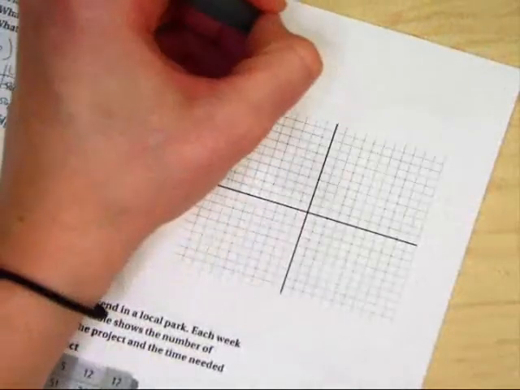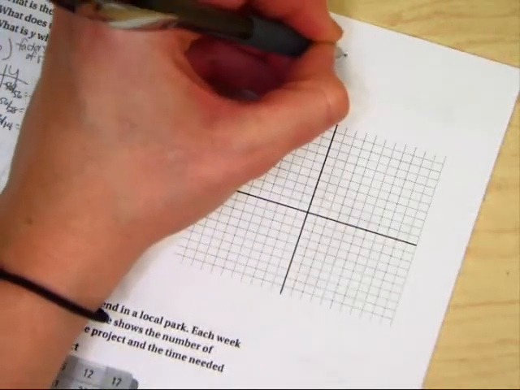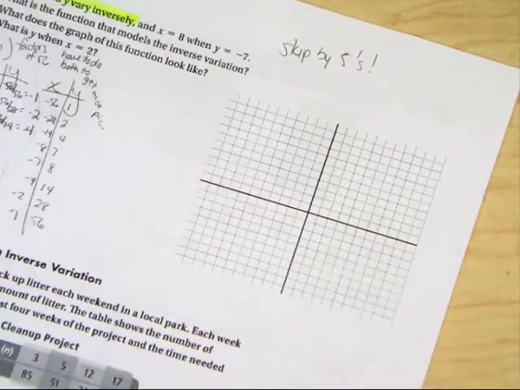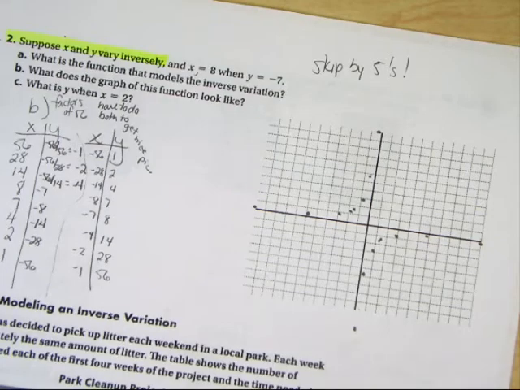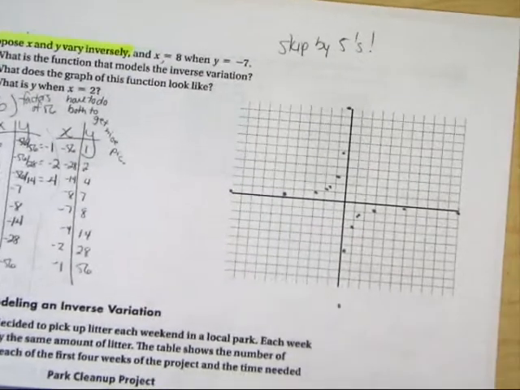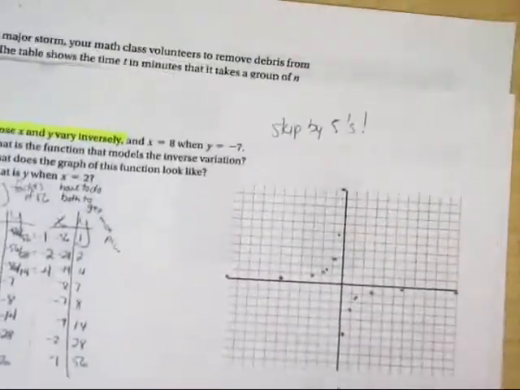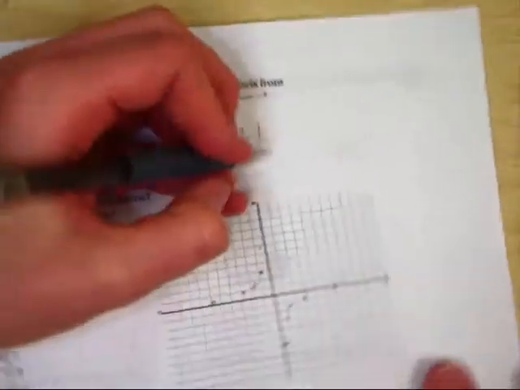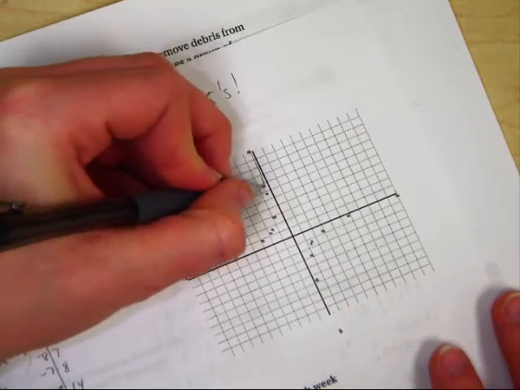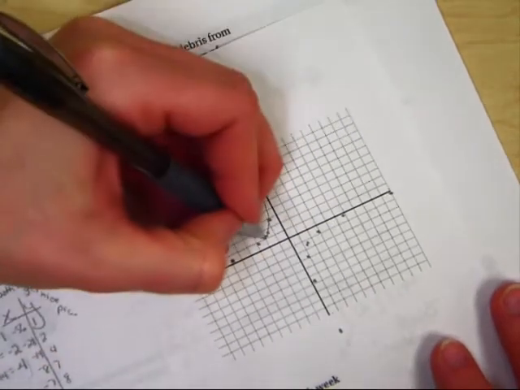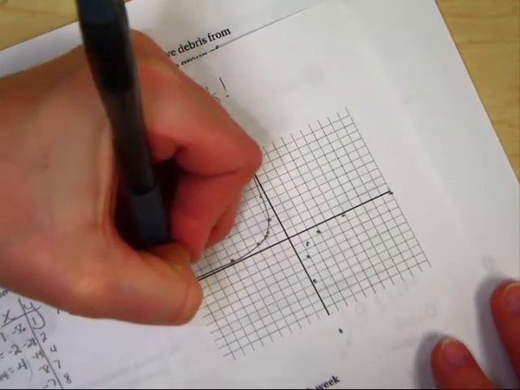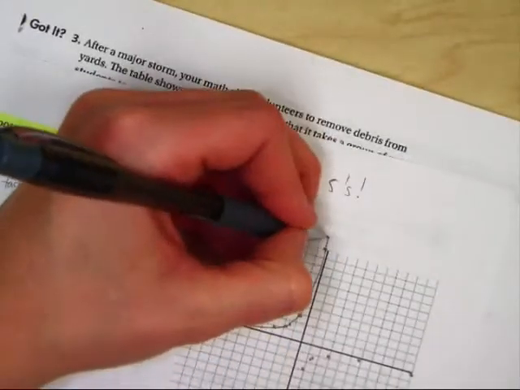So it looks like mine. Let's again skip by 5s on each axis. Okay, plotted all my points. Now what you should probably notice, the difference between this graph and the graph that we had last time is that this one's in exactly different quadrants. I'm going to let you think about that, why that happens. Okay, connect. Get a nice curve, and notice that the axes are again the asymptotes.